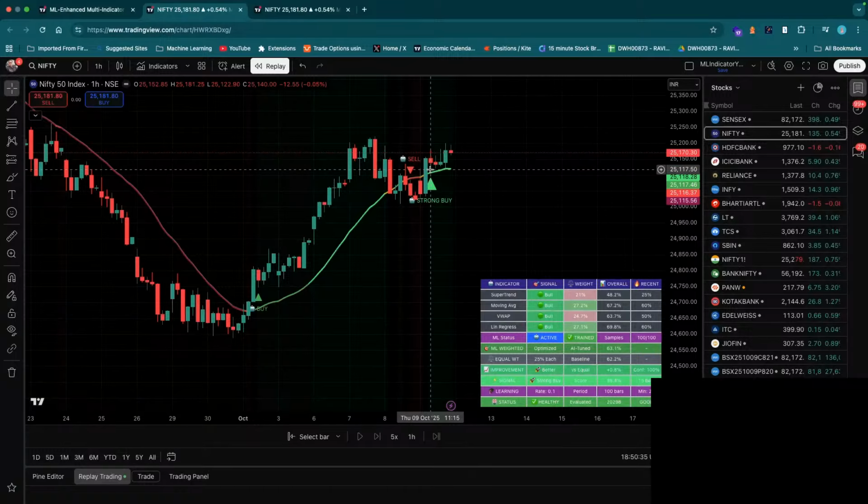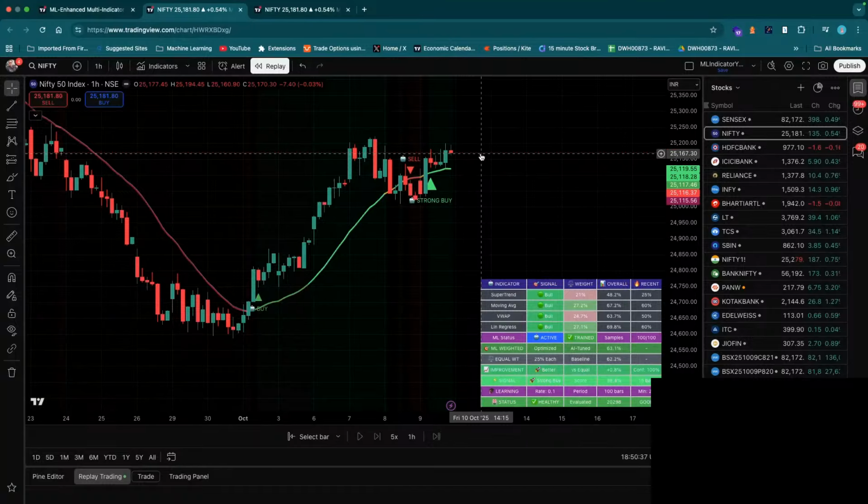So you entered about 25117. Right now at about 25173, about 50-60 points somebody would have got. So that is also one way to play around your trade.